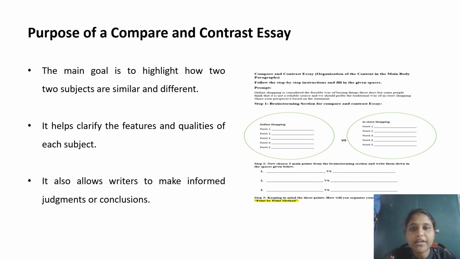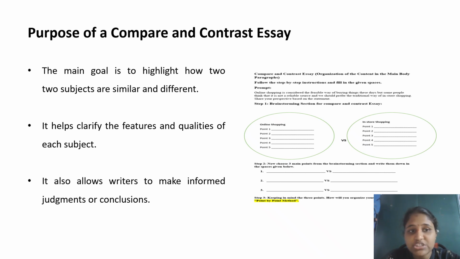Purpose of a compare and contrast essay. The main goal is to highlight how two subjects are similar and different. It helps clarify the features and qualities of each subject. It also allows writers to make informed judgments or conclusions. The purpose is to understand better. Comparing and contrasting helps us understand topics more clearly.